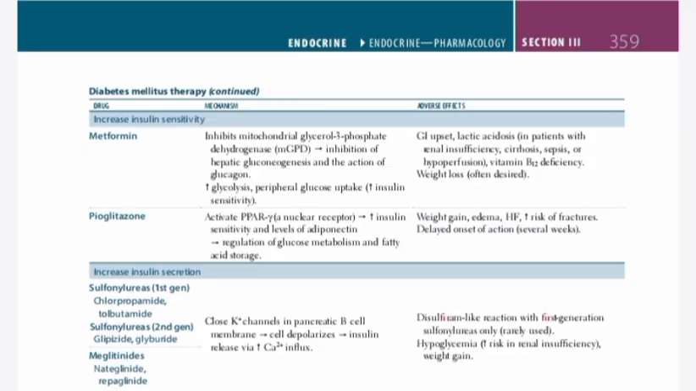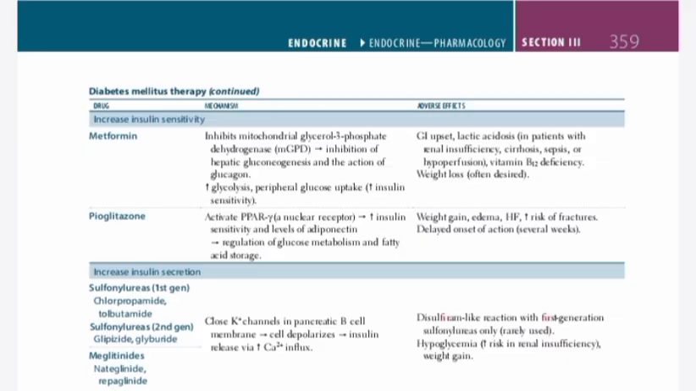It closes potassium channel in pancreatic beta cell membrane. Cell depolarizes, insulin release via calcium influx. The major side effects of sulfonylurea are hypoglycemia, increased risk in renal insufficiency, and weight gain. Meglitinide has the same mechanism of action. It includes repaglinide and nateglinide.